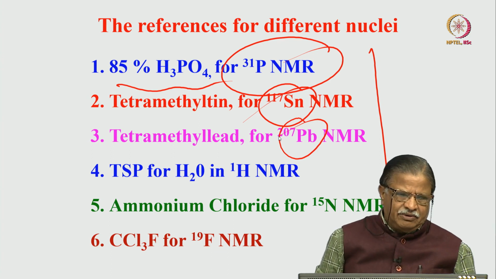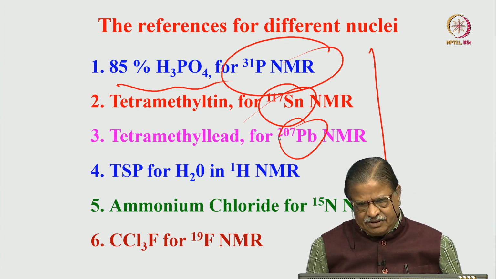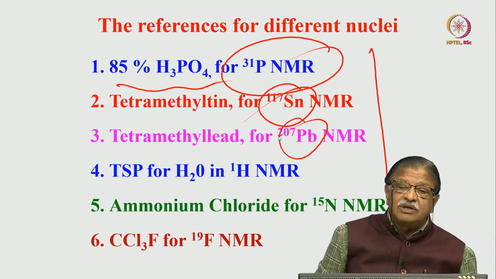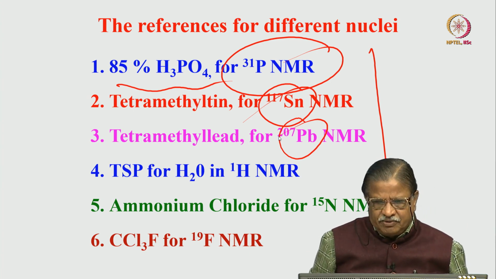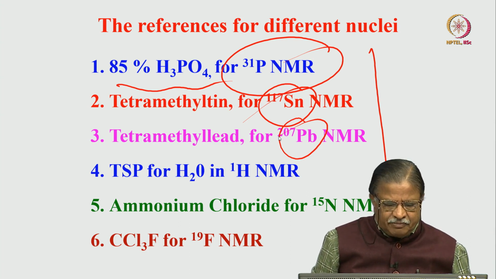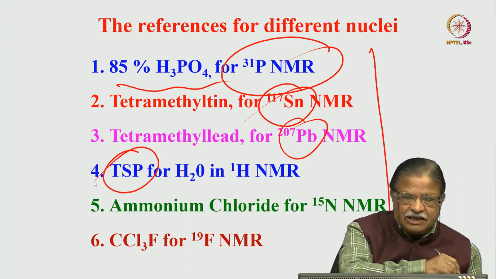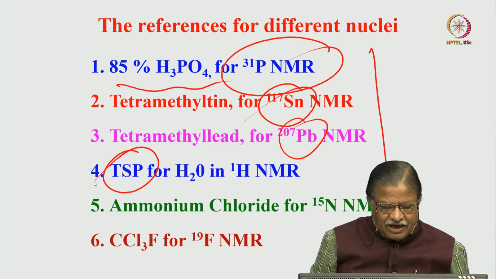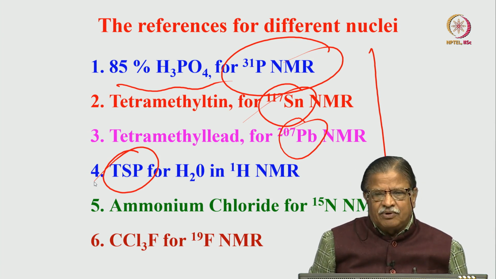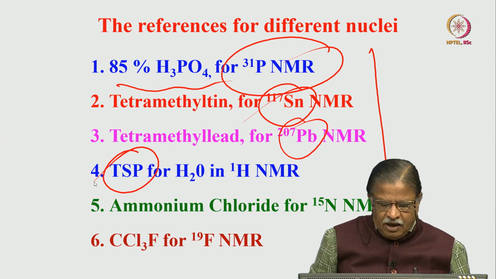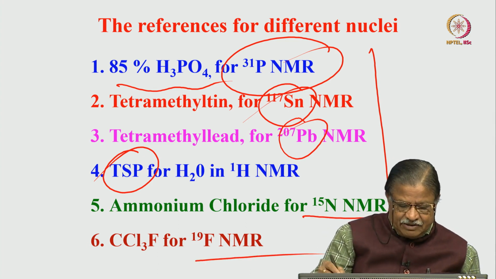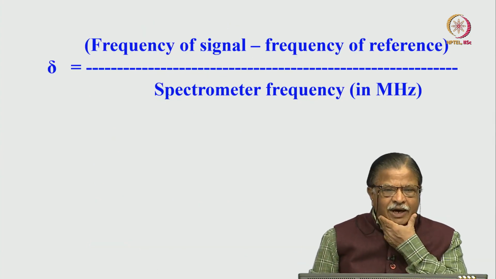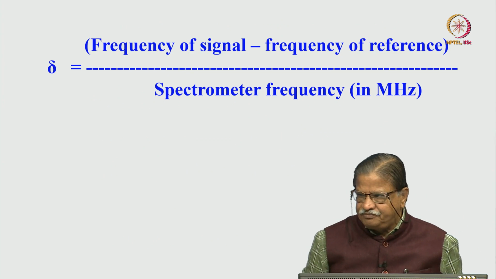Some of these molecules are not soluble in common organic solvents which you use in NMR. Then we use H2O or D2O, and then we record the spectrum. In such cases, TSP is another compound that is used as a reference for water-soluble samples in proton NMR. Like that, we have nitromethane for nitrogen-15 and CCl3F for fluorine NMR. These are some of the references. Okay, we use these as a reference.